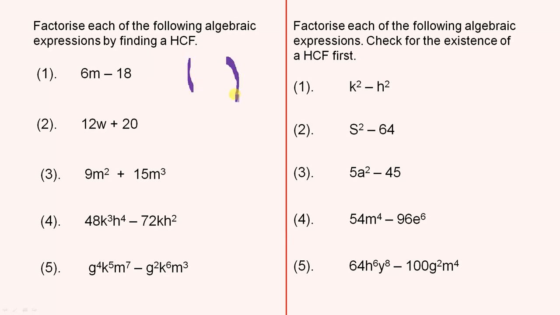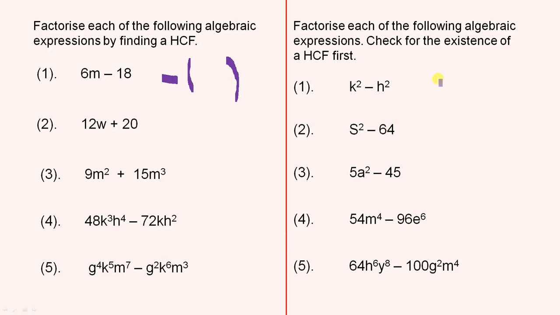Like that, for example, where you've got the HCF outside. So out here will be the HCF, and then you'll have something inside the brackets. That's what factorisation means. So it's actually a product of the HCF and whatever's inside the brackets. That's for those 5 there.